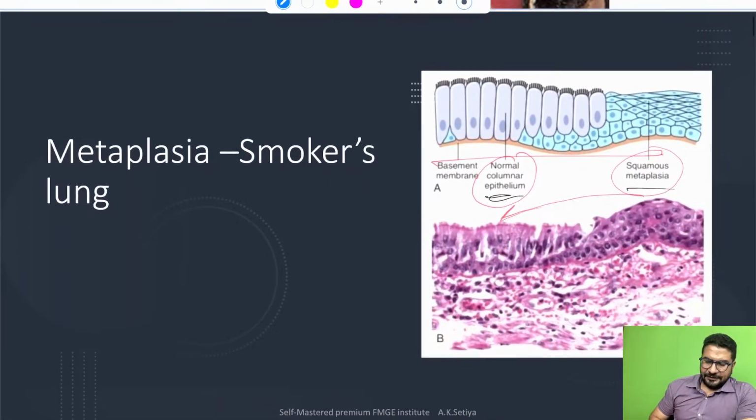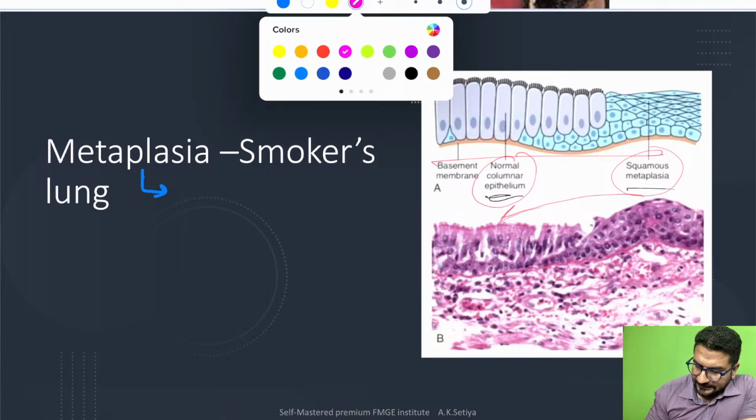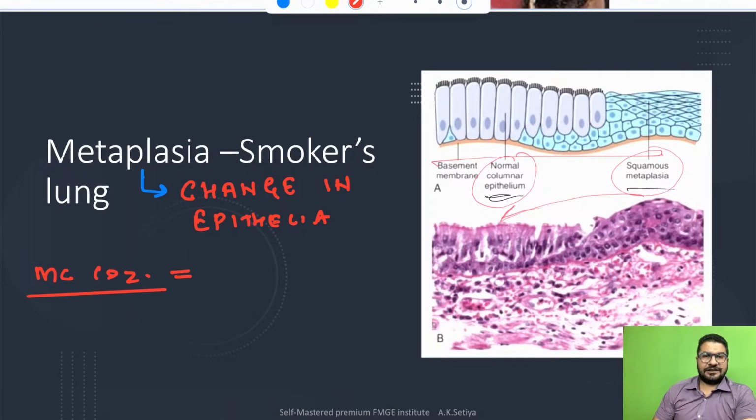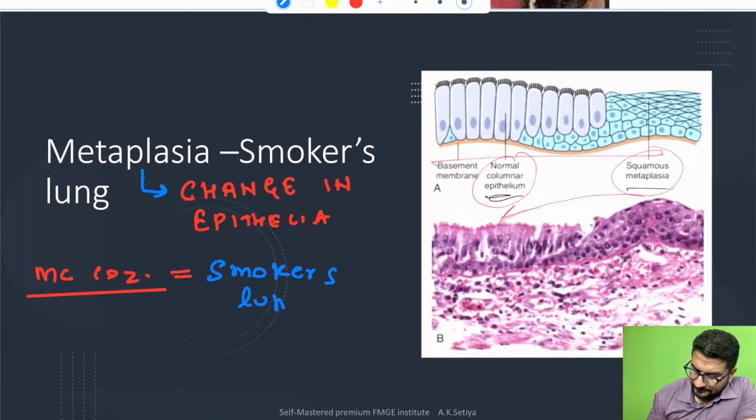Okay, now coming to metaplasia. Understand, metaplasia means change of epithelia. So when I talk about change in epithelia, the most common cause will be smoker's lung. Remember, a common mistake students make: the most common cause is not Barrett. So the most common cause of metaplasia will be smoker's lung.